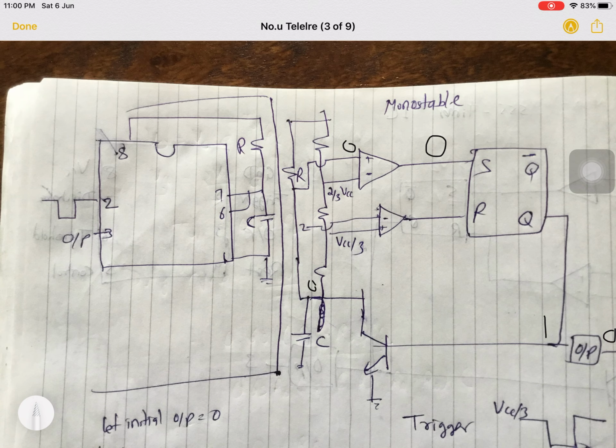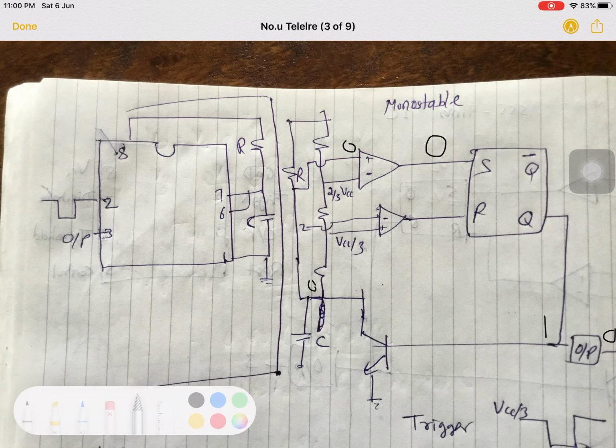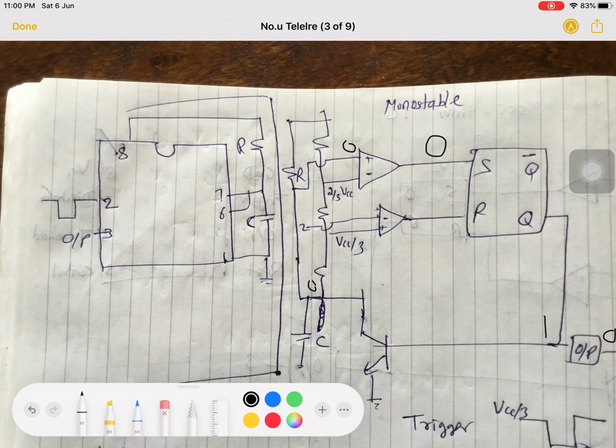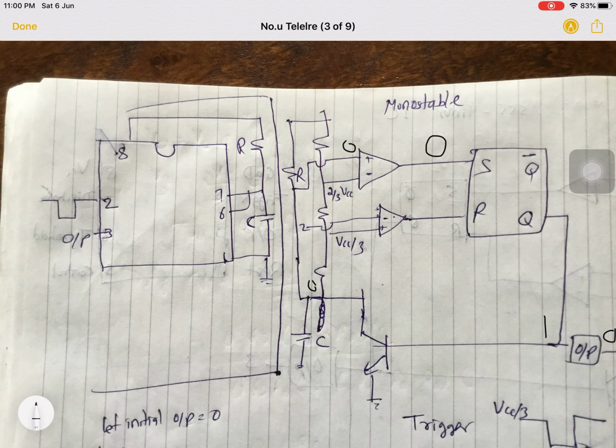So if the trigger is not given, this pin is VCC by 3. So here it is VCC by 3, or just above VCC by 3. I have used VCC by 3 as a reference, but you can assume it is just above VCC by 3. So negative is higher again than the positive, so again 0. If we give 0 0 to an SR flip-flop, it means no change. So the condition will remain the same and the output will continue to remain 0.